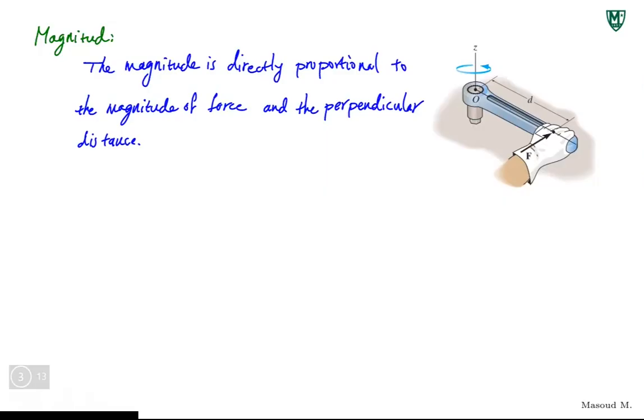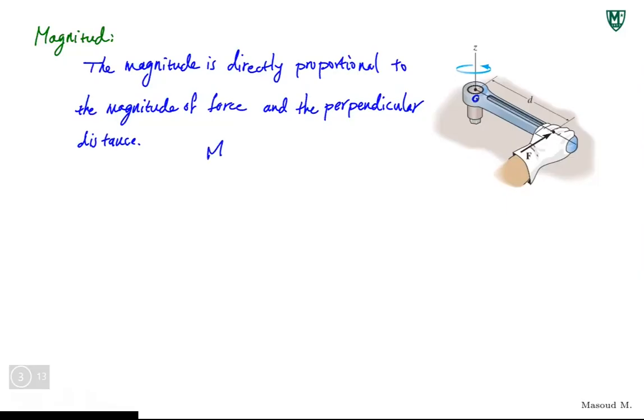Here, the perpendicular distance in this picture, again, the same person is trying to apply force on a bolt or a nut and is trying to tighten that bolt. So if the magnitude of the force is F, and the perpendicular distance between that force and the point, in this case point O, gives us the magnitude of the moment. Right? You can just write it this way.